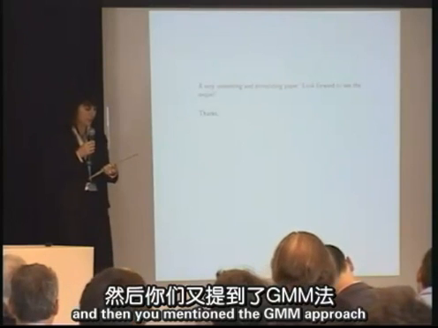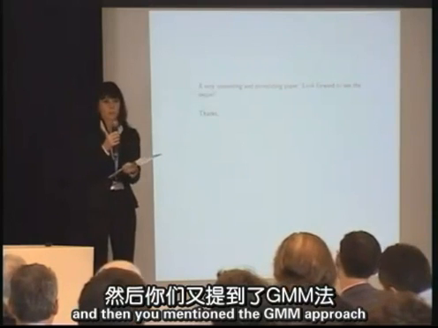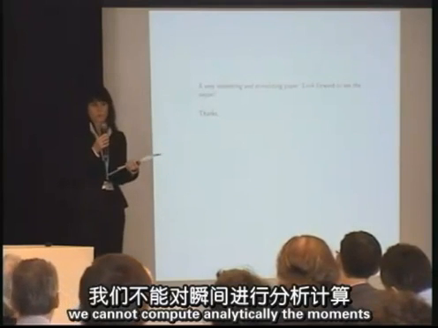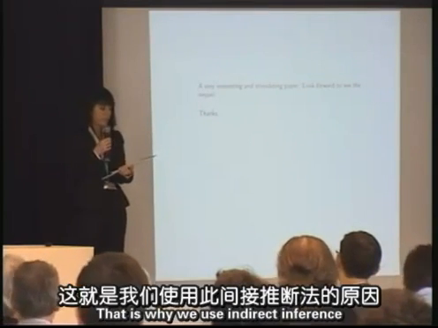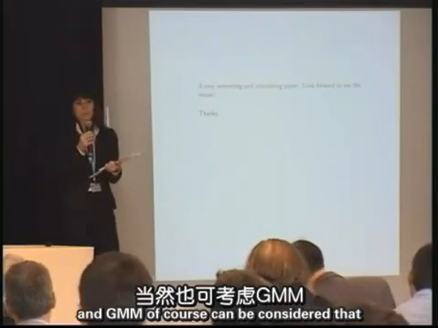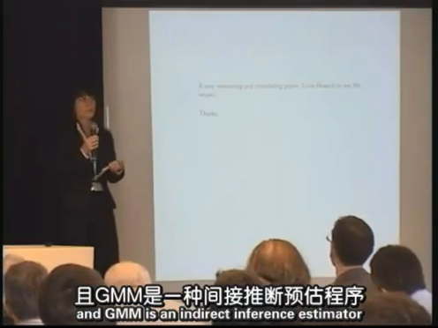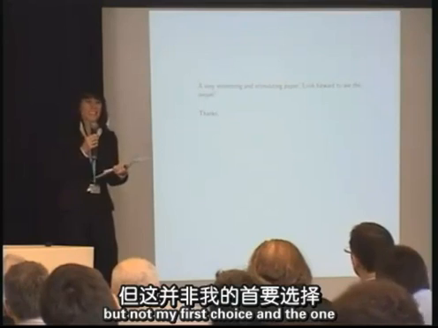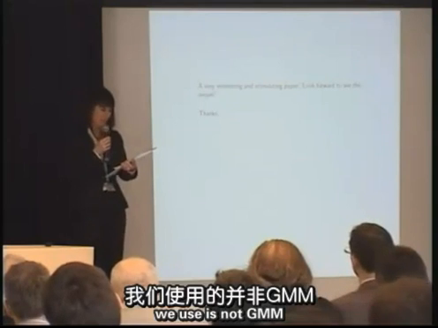Then you mentioned the GMM approach. GMM is not feasible here because we cannot compute the moments analytically, and that's why we use indirect inference. Now, GMM can be considered as an indirect inference estimator, but not vice versa. And the one that we use is not a GMM.